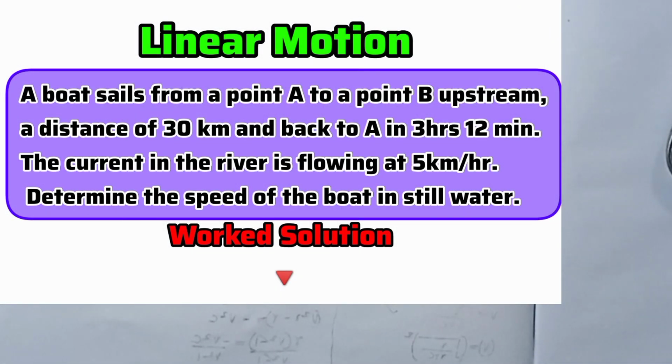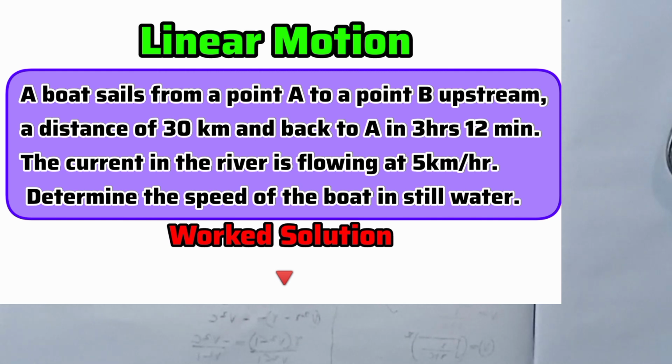So today's question is a linear motion question. A boat sails from point A to point B upstream, a distance of 30 kilometers, and back to A in 3 hours 12 minutes. The current in the river is flowing at 5 kilometers per hour. Determine the speed of the boat in still water.